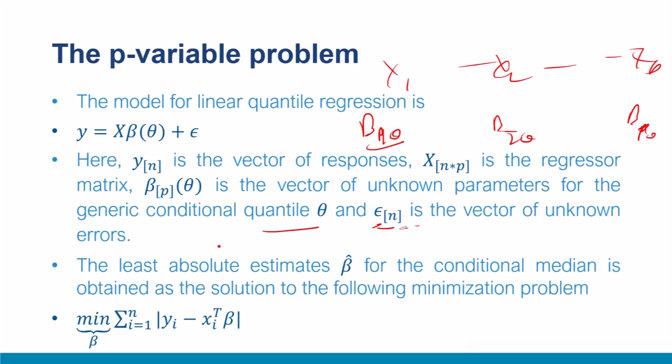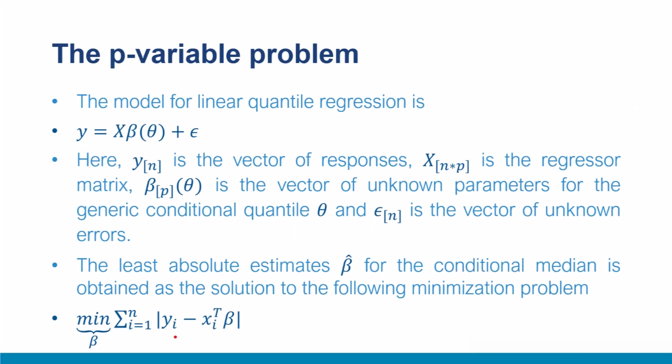Now, when we are estimating the median, we are minimizing the least absolute summation of this for estimating beta, which corresponds to the conditional median. So it is the solution to the following minimization problem. Here we are minimizing the absolute value summation of the error terms. So the least absolute estimates, their summation is minimized.